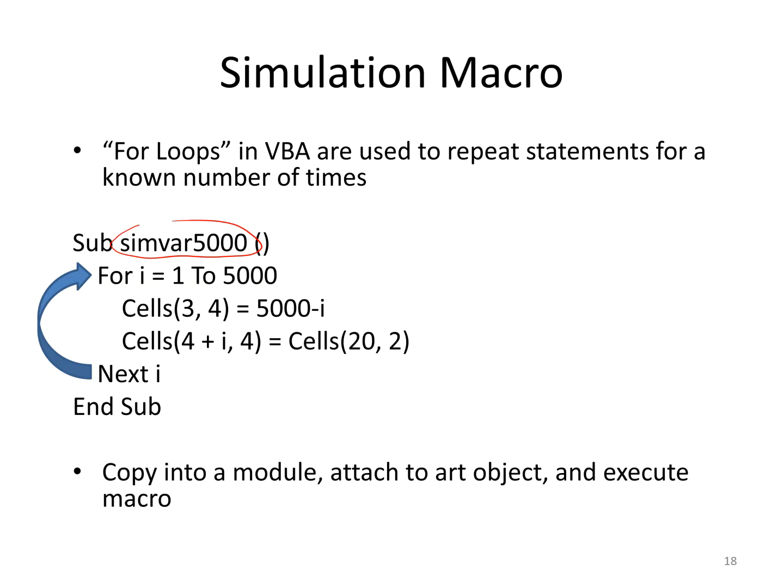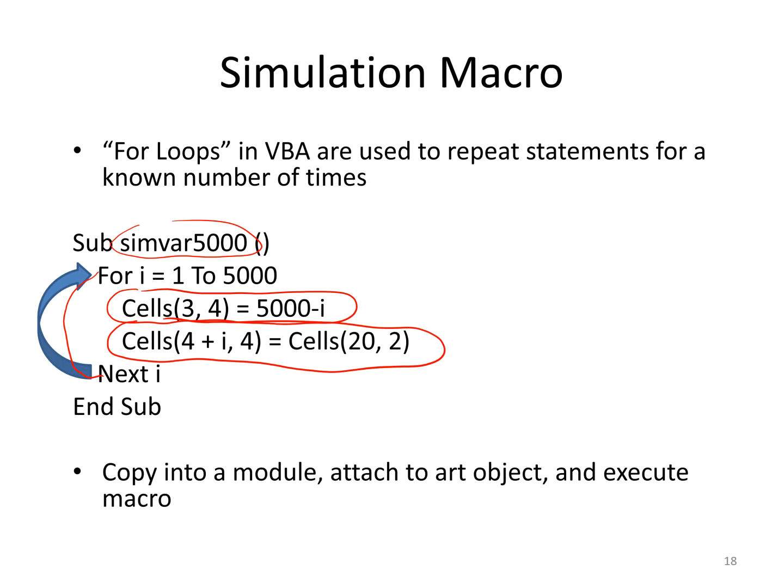SimVar 5000 has one for loop, for I equal 1 to 5000, next I. This is something we just talked about, and that is Cells(3, 4) = 5000 minus I. That's going to serve as a countdown in cell D3. I added one more executable statement to SimVar 5000 that's going to be executed 5,000 times: Cells(4 + I, 4) = Cells(20, 2).